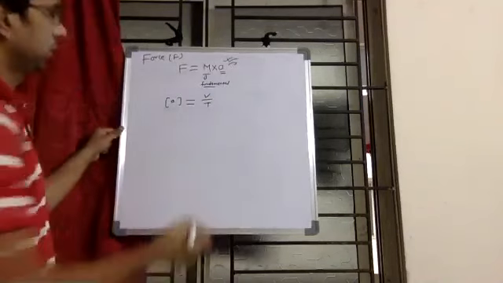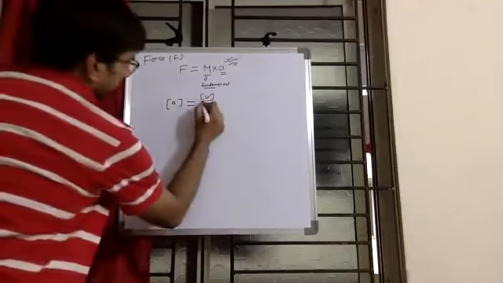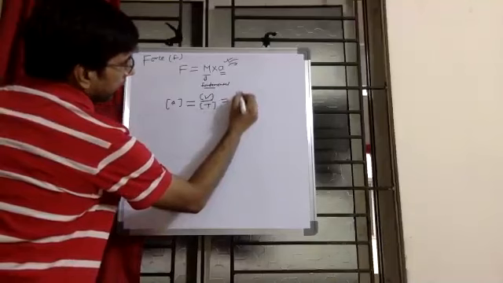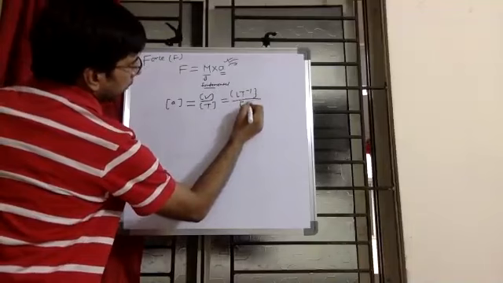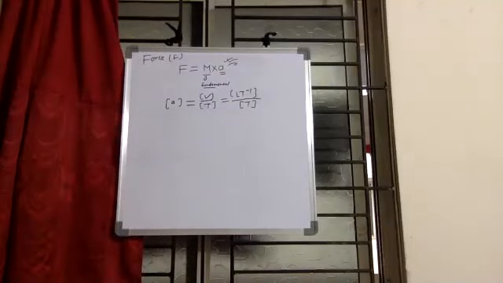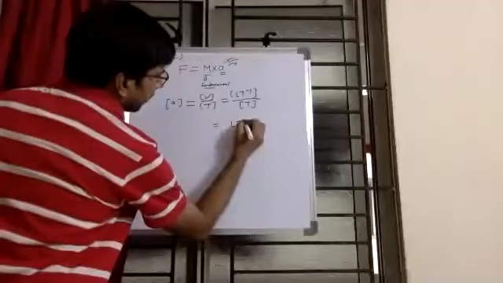Okay. So the dimension of v divided by the dimension of t. For v, we just calculated the dimension: it was L T minus 1, right? Upon time. Okay. So what will be the dimension of acceleration now? It is L T minus 2. Okay, understood?